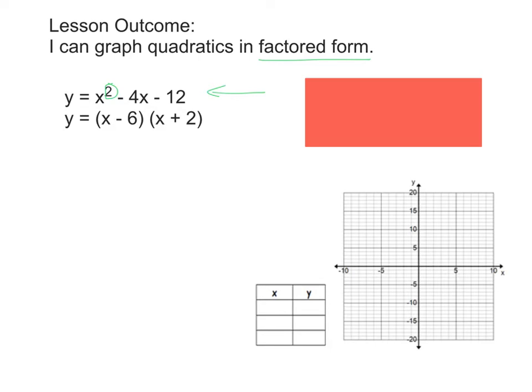So just like we did in the first lesson for this unit, where we were just using table of values to graph our parabola. But now we're going to be specific about what the values are. These two values are going to be, in most cases, our x-intercepts. And then our third row here is going to be our vertex.